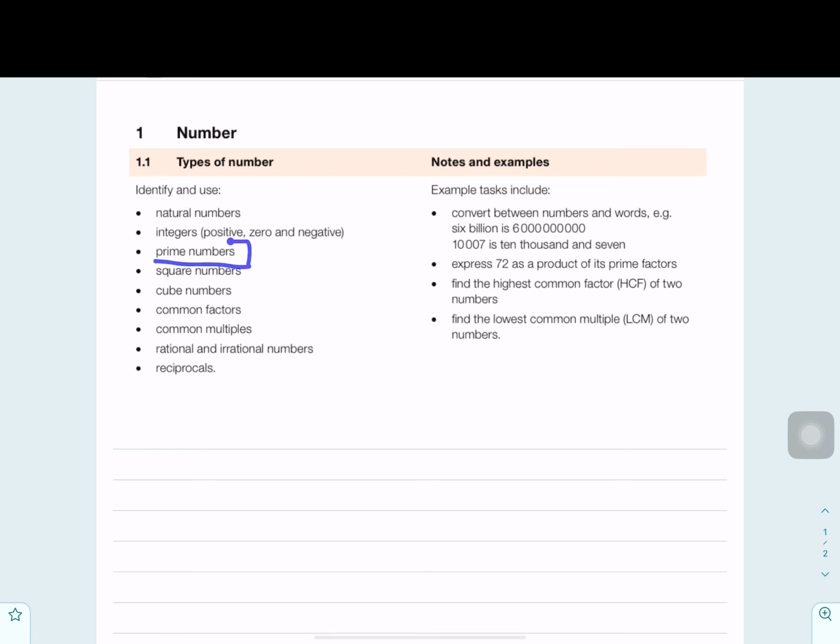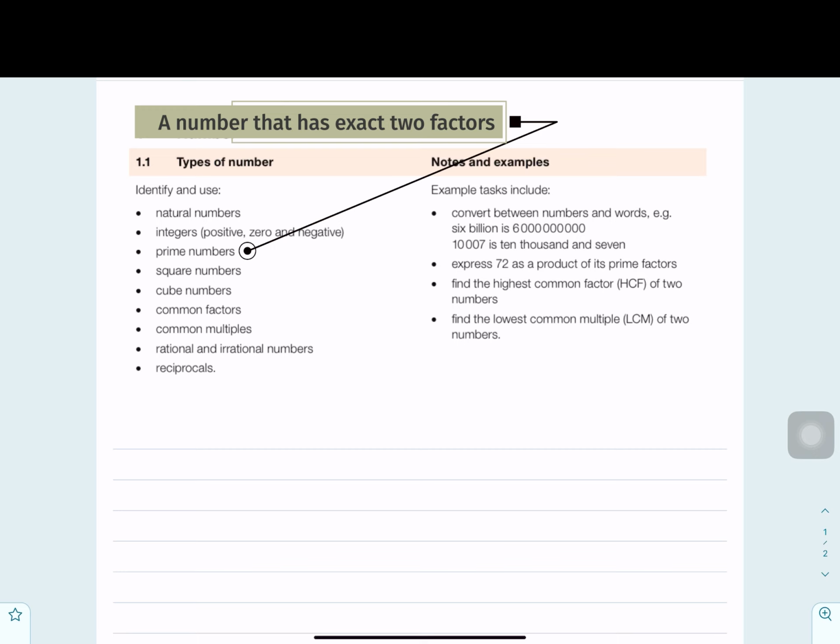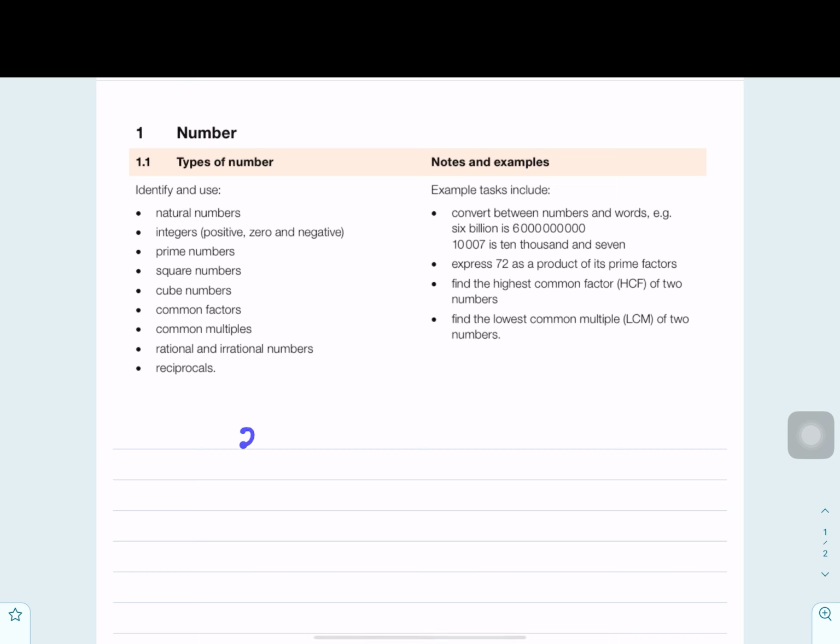Third is prime number. But before I explain what is prime number, you need to understand the definition of a prime number. A number that has exact two factors. For example, 2 is a prime number, 3 is a prime number, and similarly 5 is a prime number because all of these numbers have exact two factors, 1 and itself. Similarly, 3 is a prime number because it has two factors, 1 and itself. 5 is a prime number because it is divisible by 1 and itself.